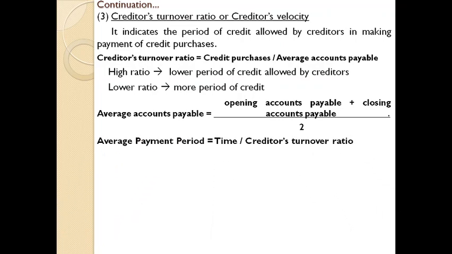Next one, average payment period. Average payment period is the time taken to pay back our credits or our debts to the creditors. Average payment period is the period of credit allowed by the creditors. This can be computed by the equation: average payment period is time divided by creditors turnover ratio. We have discussed this part, time.